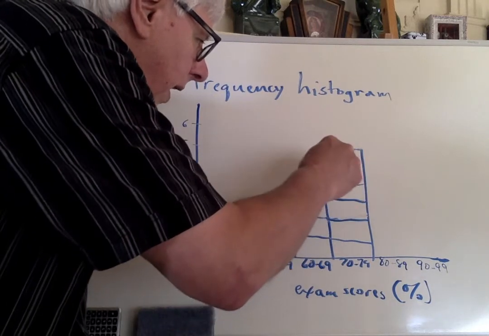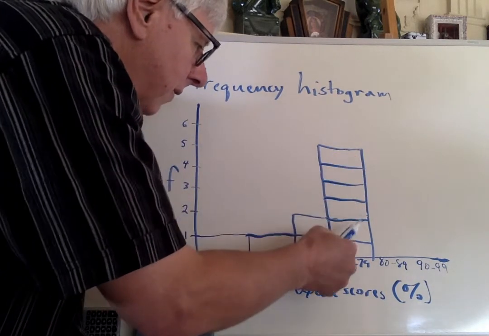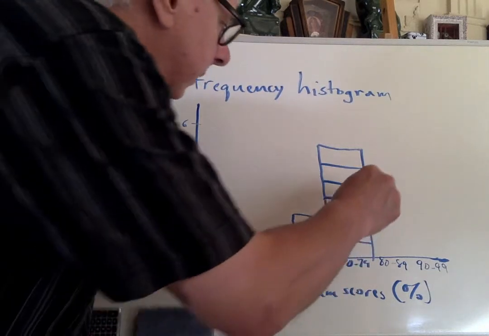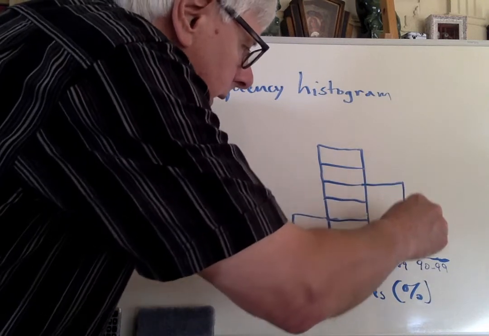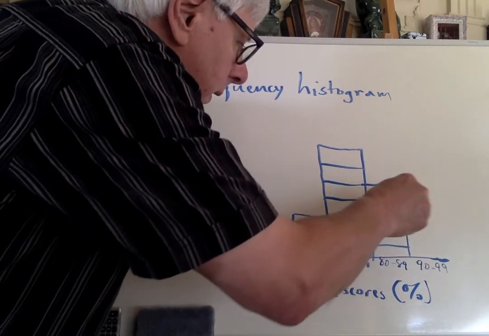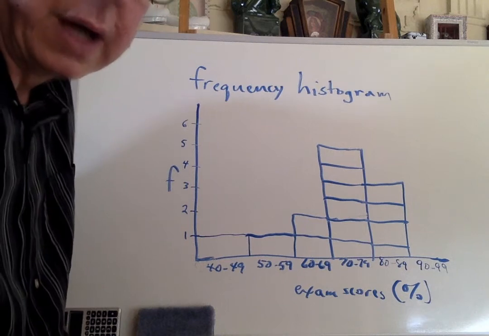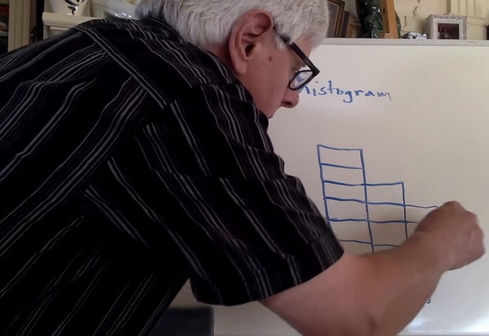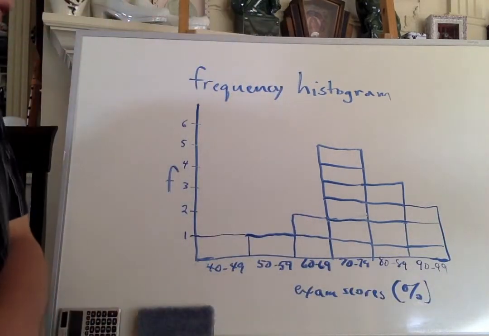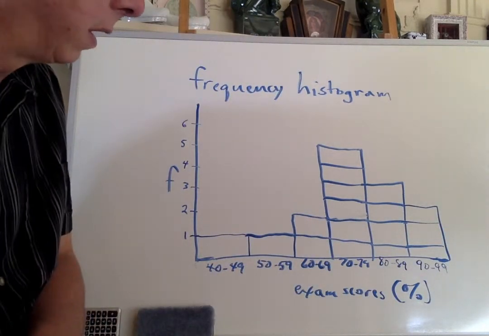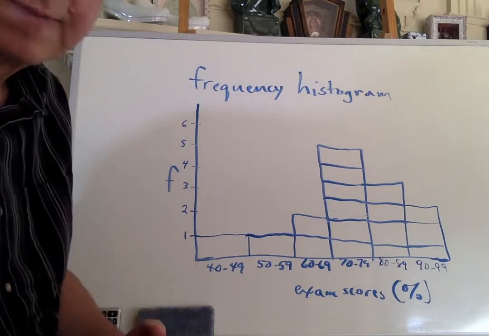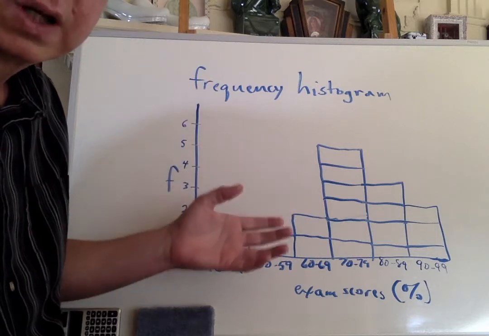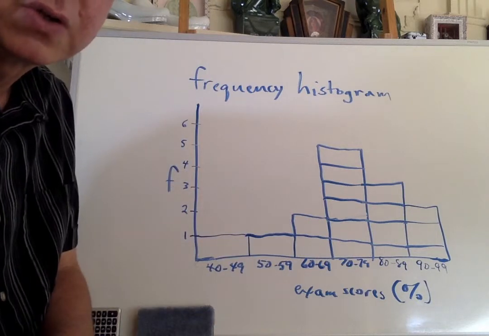3, 4, 5, 6. 1, 2, 3, 4, 5, 6. Okay. In the 80s, 4 people in the 80s. Okay. And then 3 people in the 90s. All right. So there we have our graphic representation of our data set in terms of this frequency histogram. We get this information from our frequency distribution table.